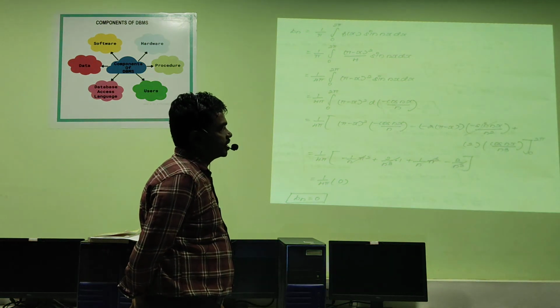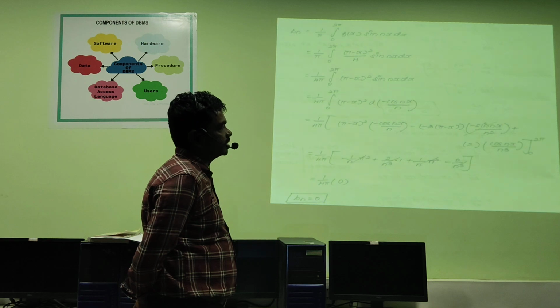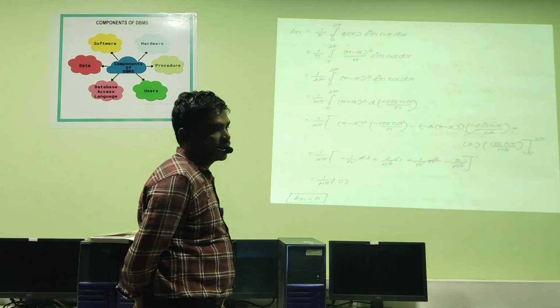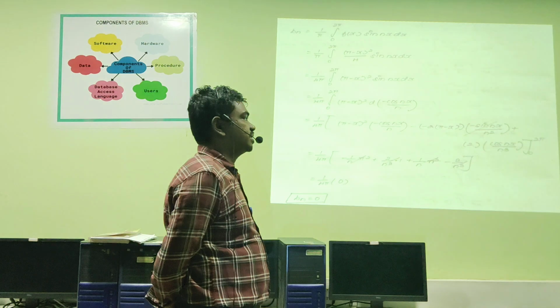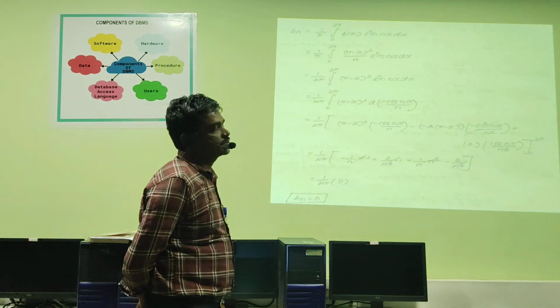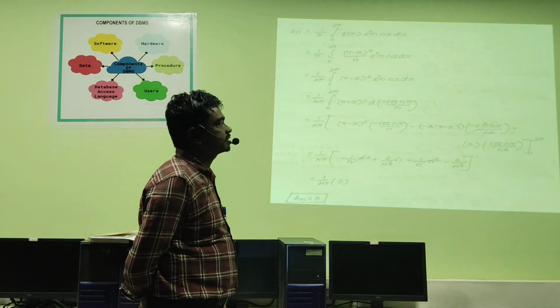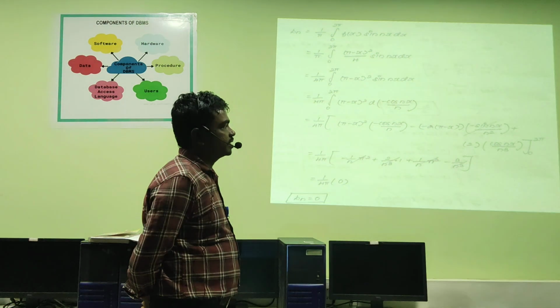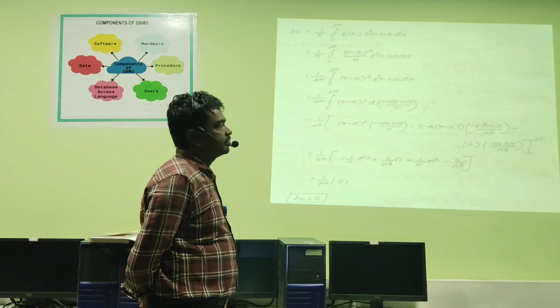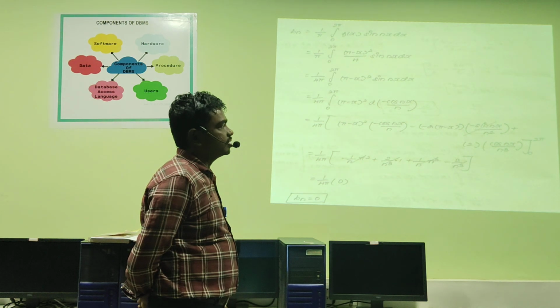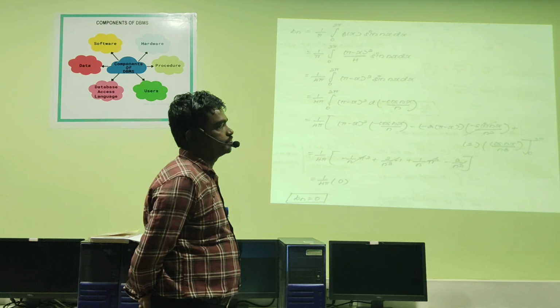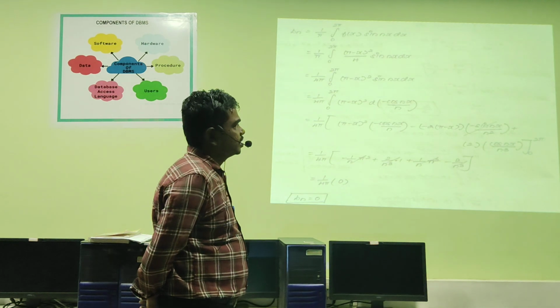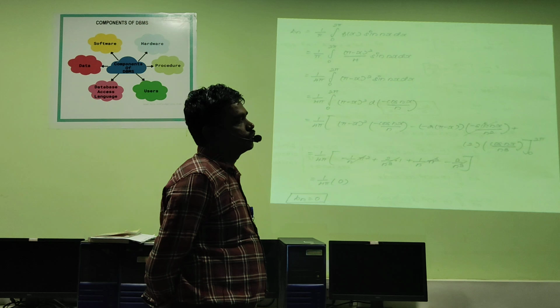What is v2? Integration of v1 dx. What is the integration of v1? Integration of minus sin nx by n square. So minus sin nx by n square. The integral of sin nx is minus cos nx by n. So minus minus will be plus. Already n square is in the denominator, so we multiply by n, that is cos nx by n cube. So now the limits 0 and 2 pi.